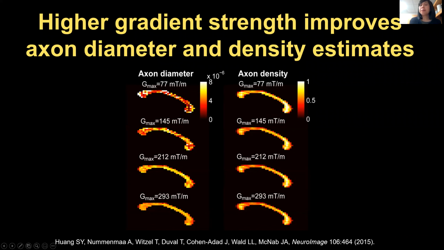And so we saw that increasing the maximum gradient strength really did improve the estimation of axon diameter and density, which can be seen through the spatial coherence of these maps. Higher gradient strengths really do allow for improved diffusion resolution of small structures. And these results show the importance of being able to access these high gradient strengths for in vivo axon diameter estimation in humans.